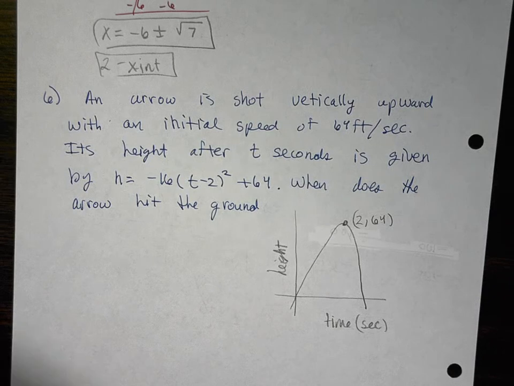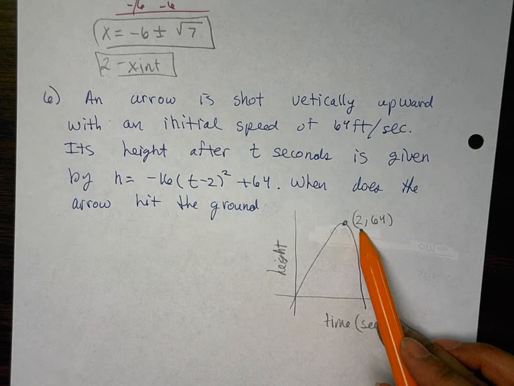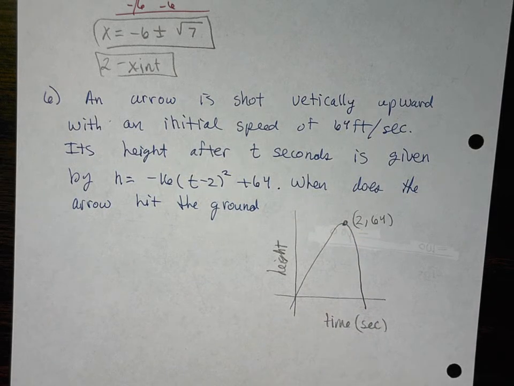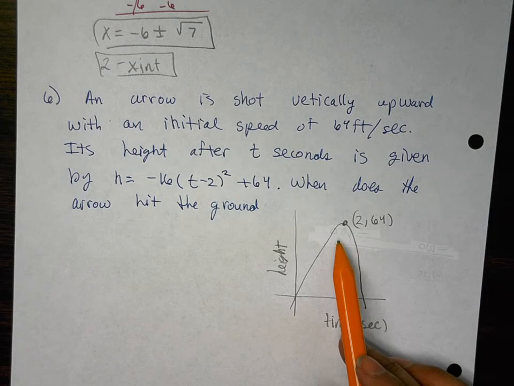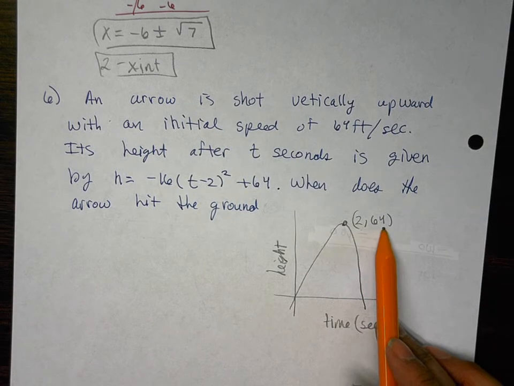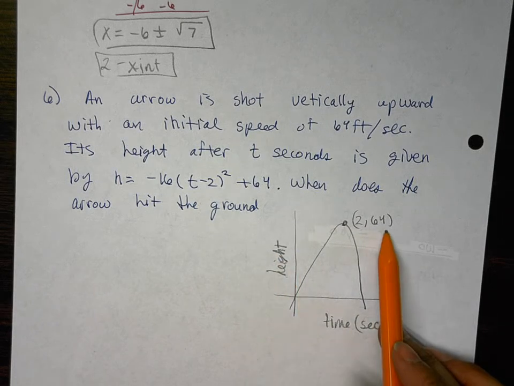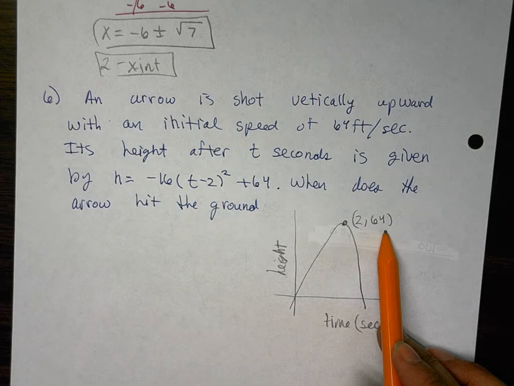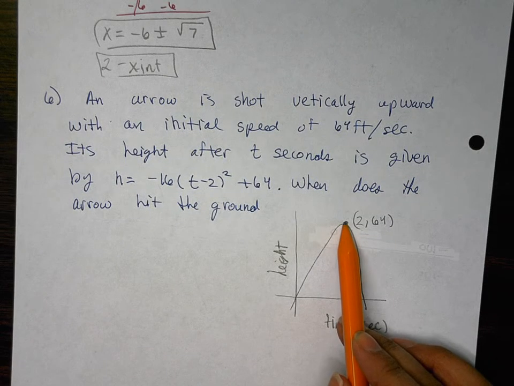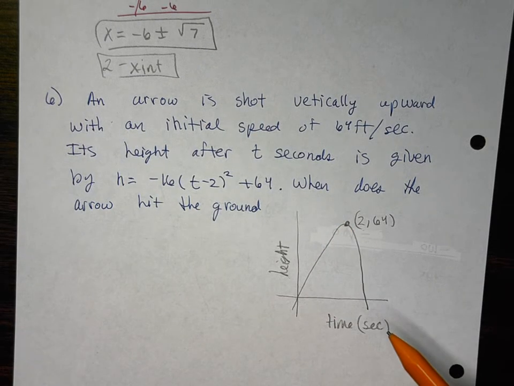Does everyone see it's 2, 64? Yes? Cole, what does the 2 represent? The time it takes to get to the top. Good. Does everyone agree with him? All right. Carrie, what does the 64 represent? The height. Not just any height, but the what height? The highest, the maximum height. Do you guys agree? Okay.